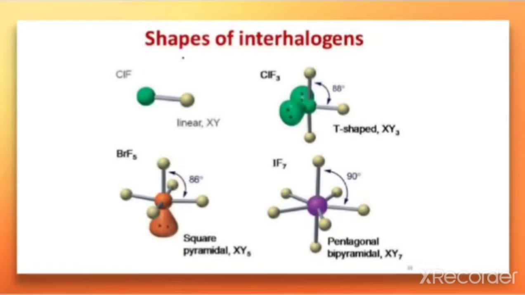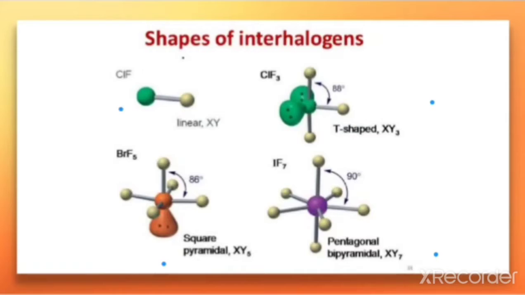So when we look at the shape of these, XY, for example ClF, is linear in shape, ClF3 is T-shaped, BrF5 is square pyramidal, and IF7 has a pentagonal bipyramidal shape. So this is the three-dimensional shape of these molecules, which is shown here.